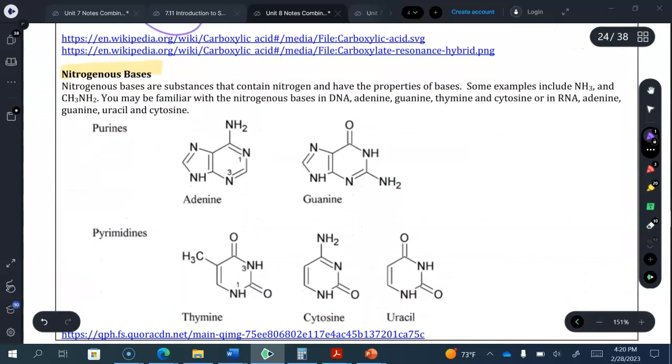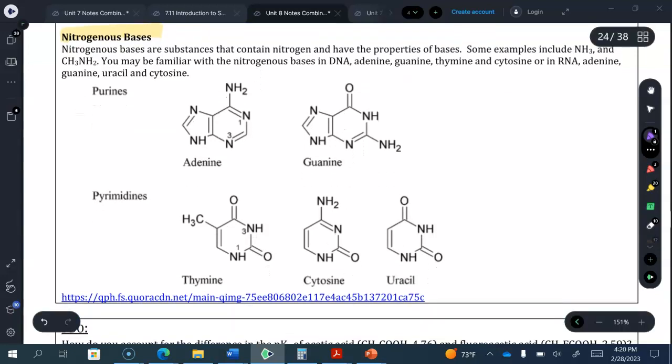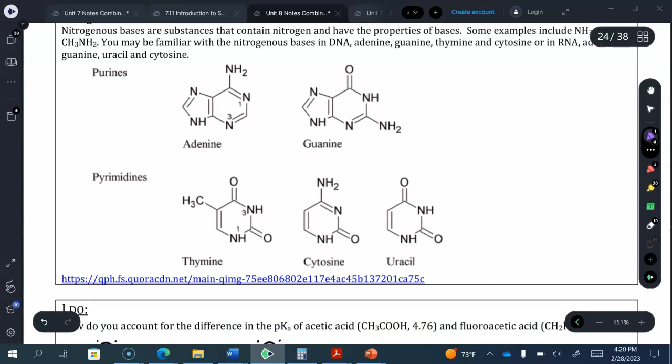Then we have nitrogenous bases. These are substances that contain nitrogen and have properties of bases. Some examples include ammonia and CH3NH2. You may also be familiar with the nitrogenous bases in DNA, adenine, guanine, thymine, and cytosine, or in RNA, and they're given here.